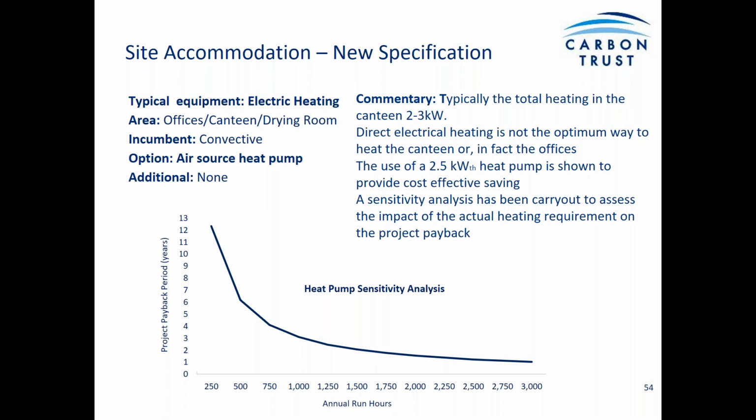Obviously, it's very dependent on the annual run hours of the accommodation space, but certainly with regards to the drying room, in terms of the longer run hours, it does make quite an attractive alternative to the current drying system.